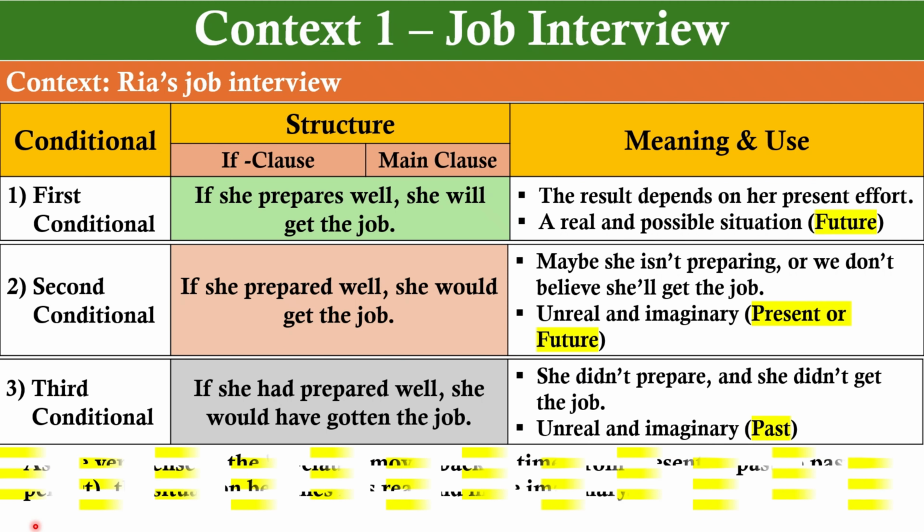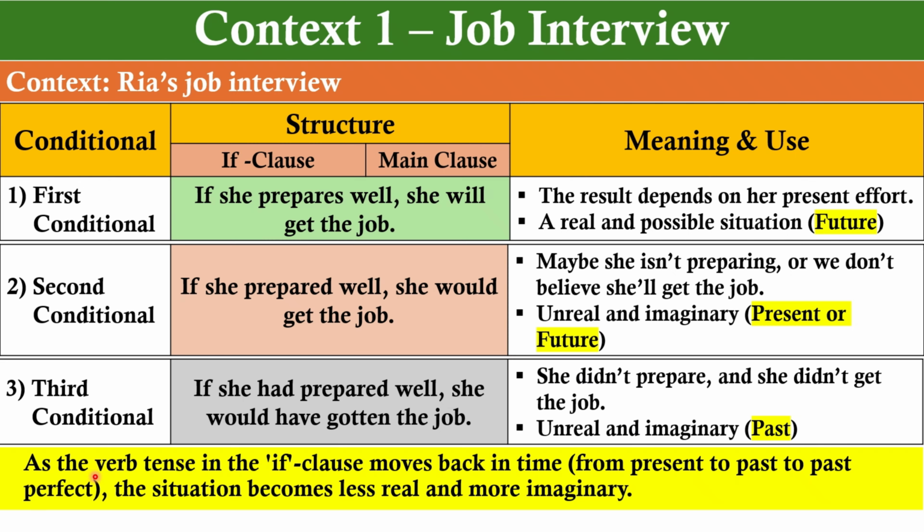Notice the pattern. The further back the tense goes, from present to past perfect, the less real the situation becomes. The first conditional is real, the second is imaginary, and the third is regretful or unreal in the past.